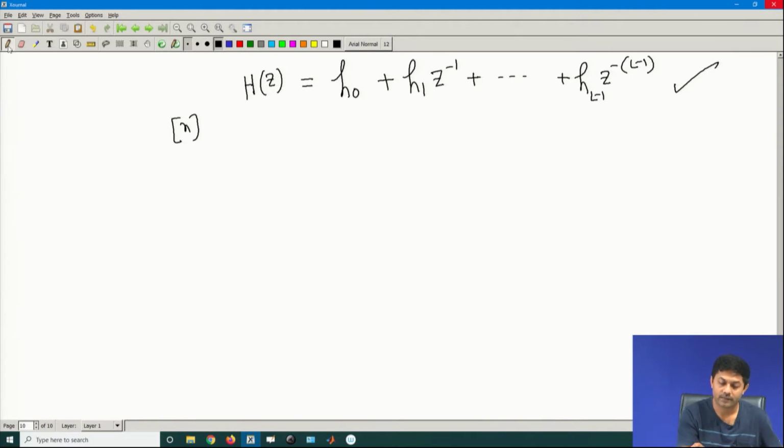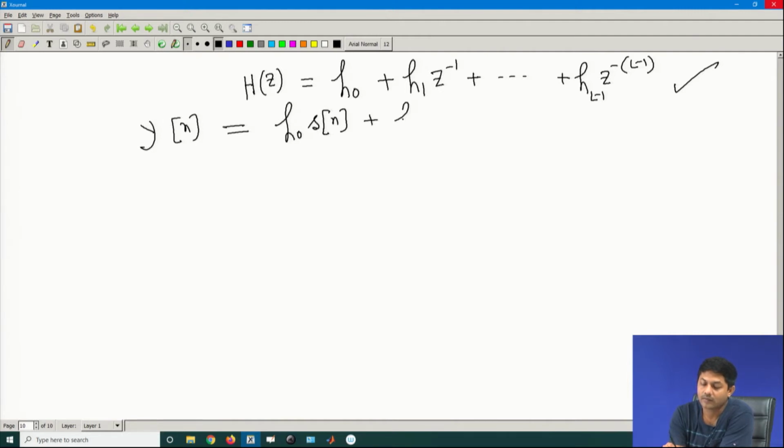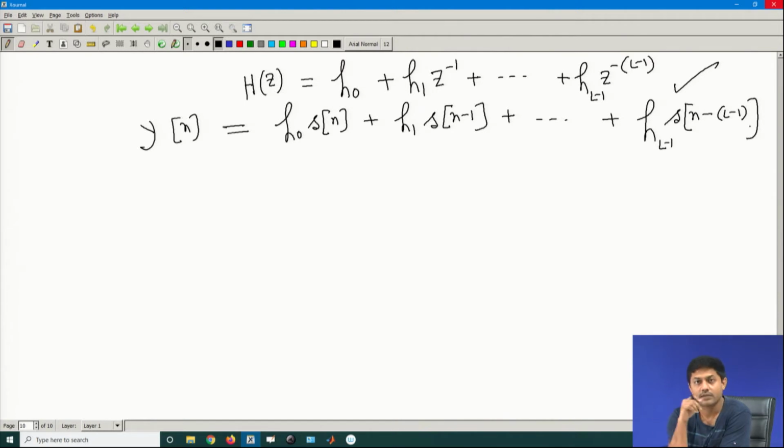Let us say this is my y[n]. How do I find y[n]? If this is the channel, it will be H0 S[n] plus H1 S[n minus 1] plus ... plus H(L minus 1) S[n minus L minus 1], right. This is what it is, as simple as that, right. This is perfectly fine, right.